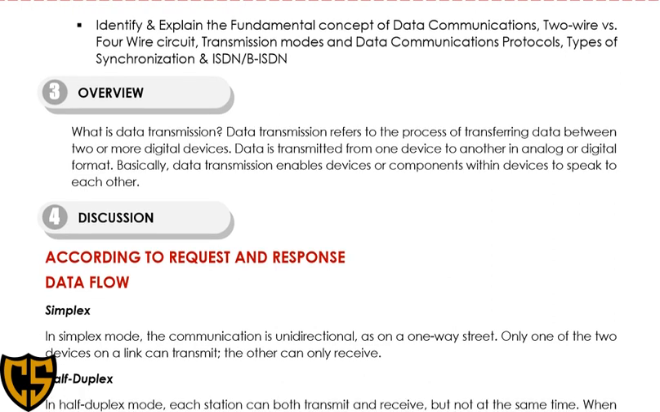So what is data transmission? Data transmission refers to the process of transferring data between two or more digital devices. Data is transmitted from one device to another in analog or digital format. Basically, data transmission enables devices or components within devices to speak to each other.